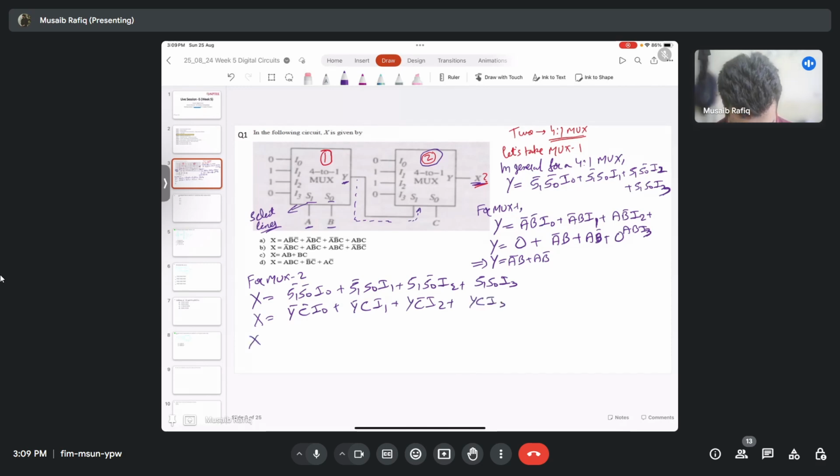Now plugging the values of the inputs, my expression reduces to Y bar C plus Y C bar, because I0 and I3 are equal to 0, and I1 and I2 are equal to 1. Now plugging the value of Y here.